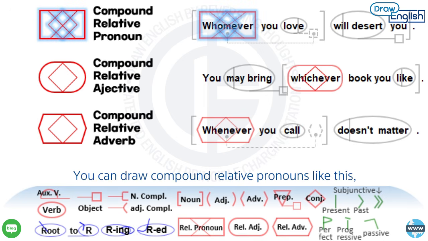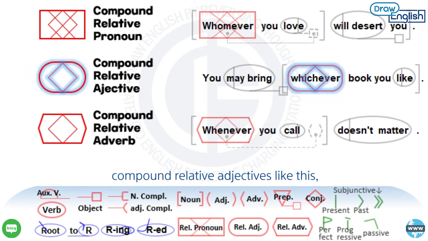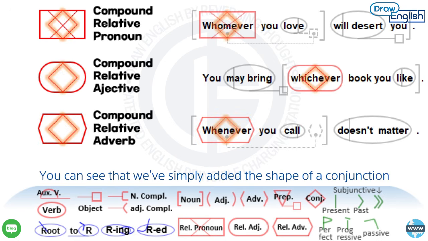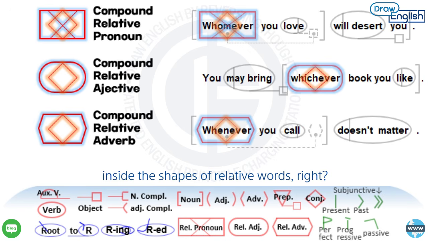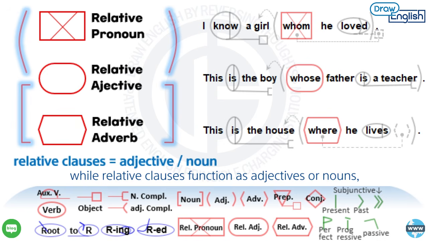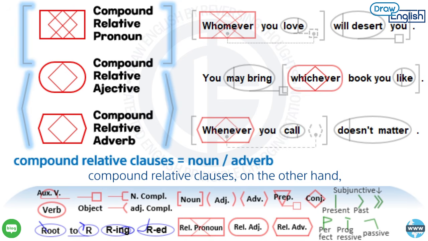You can draw compound relative pronouns like this, compound relative adjectives like this, and compound relative adverbs like this. You can see that we've simply added the shape of a conjunction inside the shapes of relative words, right? The reason we draw it this way is that while relative clauses function as adjectives or nouns, compound relative clauses, on the other hand, function as nouns or adverbs.